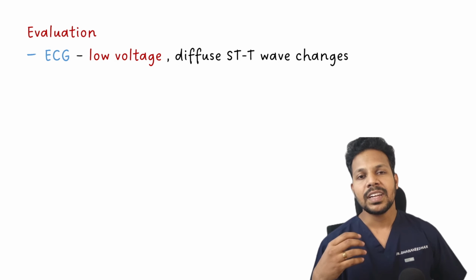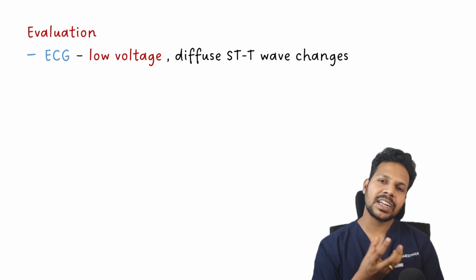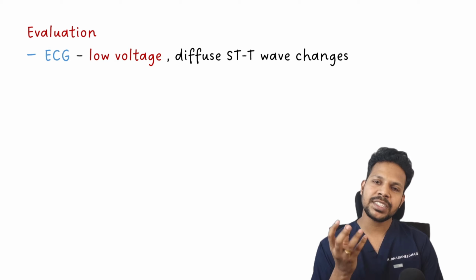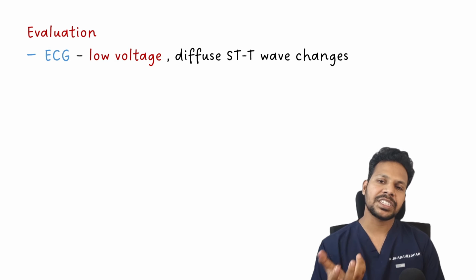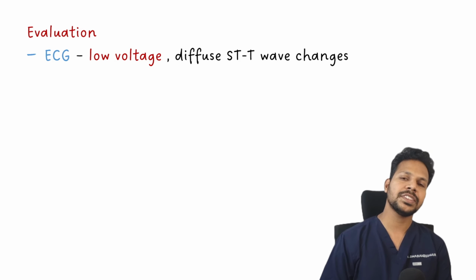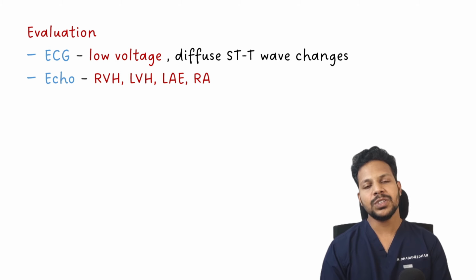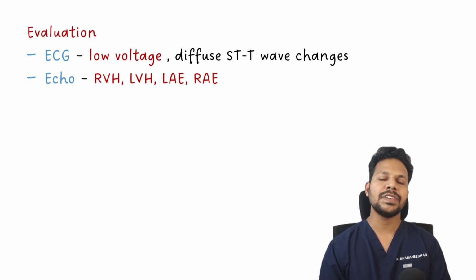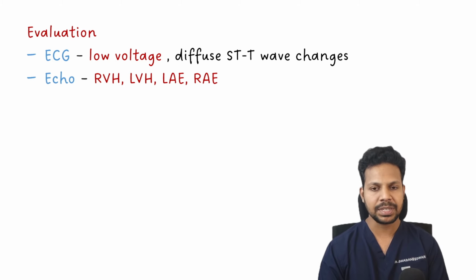All these features will be seen in HOCM, but here, why do you think there are low voltage complexes? Because the matter that is depositing in the left ventricle and the right ventricle is not the myocardium, it is some other extra cardiac matter which is not very efficient in electrical conduction. That is why there are low voltage complexes in restrictive cardiomyopathy. And when you look at the echocardiography, you will see right ventricular hypertrophy, left ventricular hypertrophy, left atrial enlargement, and right atrial enlargement, as we have seen in the pathophysiology or the hemodynamics.